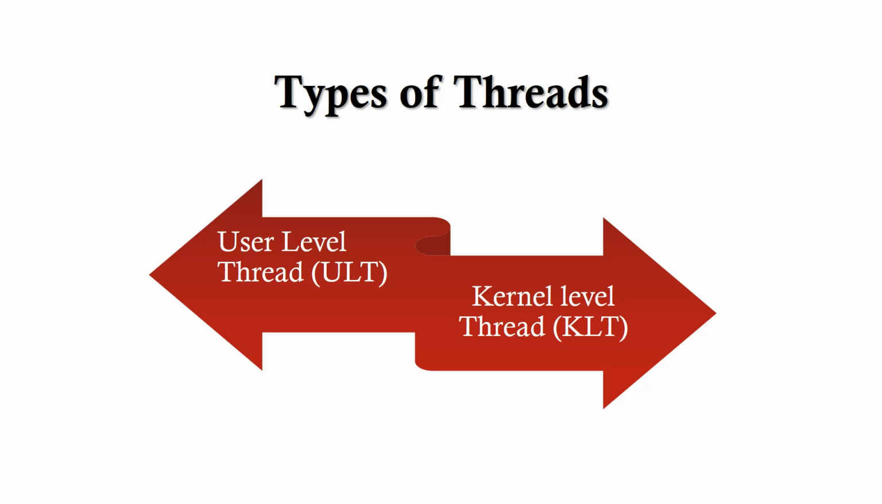Today we will study about types of threads. In the last class we have discussed about the concept of threads, the difference between threads and processes, and also we have seen two examples of the threads in case of web browser and in case of word processor. So let's begin with the types of threads.